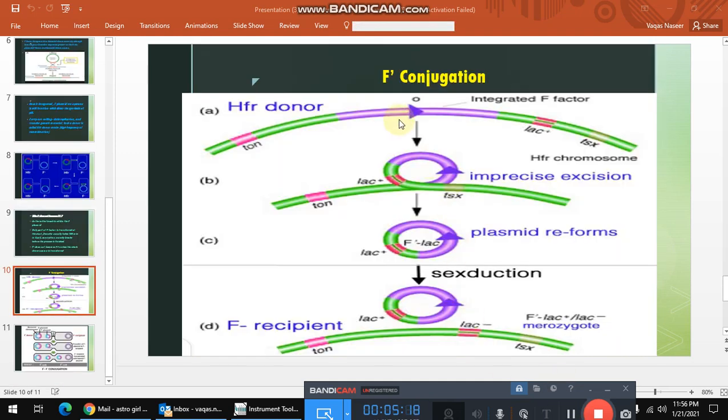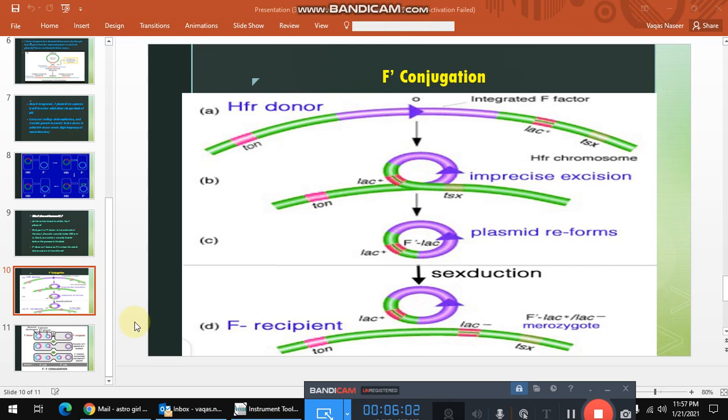F prime conjugation. You can see the strain of HFR donor. The green part shows the bacterial chromosome, while the purple part shows the integrated F factor. Now, this integrated F factor leaves the bacterial chromosome, and while leaving, imprecise excision takes place, and it takes some of the bacterial chromosome genes with itself. You can see that the lac positive gene is present in the bacterial chromosome at this stage, and now it becomes a part of this plasmid, and that's why it is an F prime plasmid or bacteria. This transfer of genes is basically called sex induction, and now it is going to integrate into the F minus or F negative recipient.